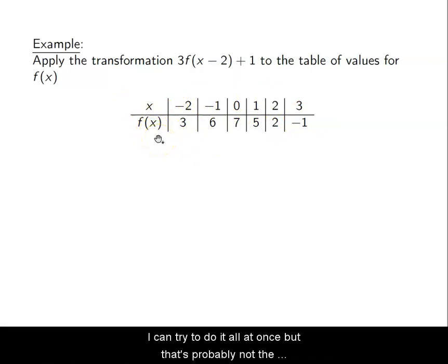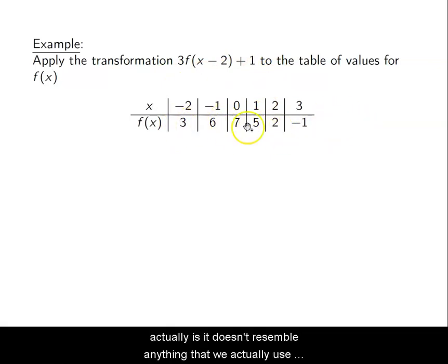I can try to do it all at once, but that's probably not the easiest way. An easier way would be to do this one at a time, in the order of what would be happening to x if I knew what f actually was. It doesn't matter if f is a linear function, a square root, or a piecewise function. It really doesn't matter what f is, because the order that things happen to x is always the same. So as you can see here, it doubles, add 1, minus 2, minus 3.